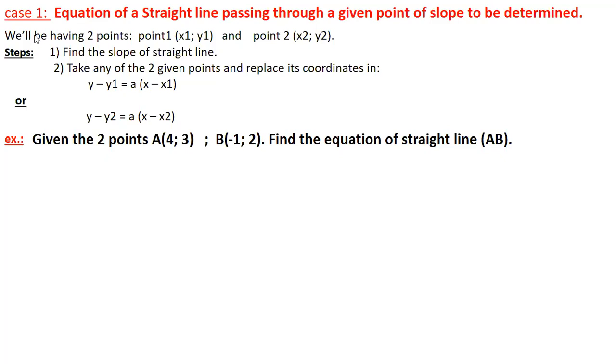So in this case, we'll be having 2 points. What I will give you in this case is 2 points. Point 1 has an abscissa and an ordinate. Of course, it has a name, A, B, C, whatever. And point 2 also has an abscissa and an ordinate.